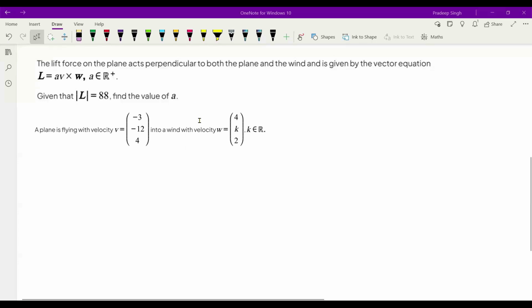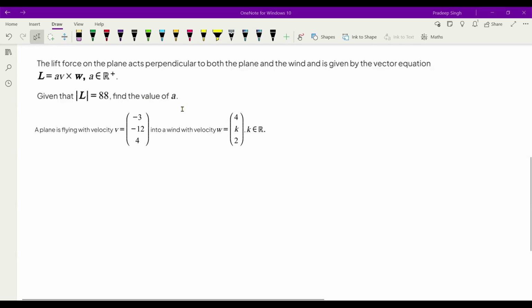To solve the next part of the question, here we have the lift force on the plane acts perpendicular to both the plane and the wind and is given by this equation. L is equal to A V cross W. So be careful, this is not regular multiplication, this is cross product, also called the vector product. And it is given that the magnitude of L is equal to 88 and we are supposed to find the value of A. And this velocity and wind velocity is from the first part of the question.